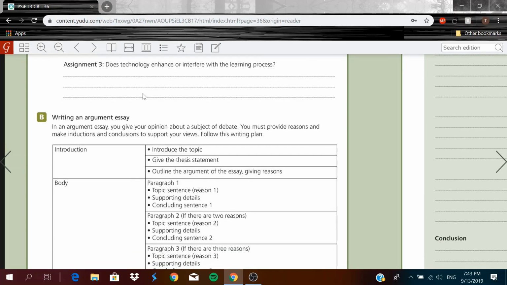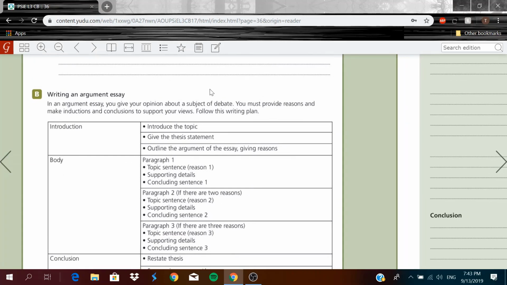Now, let's go to exercise B, writing an argument essay. Like we talked about the different essays in the beginning, now we are going to talk specifically about the argument essay. In an argument essay, you give your opinion about a subject of debate. Subjects of debate are subjects that not everybody has the same opinion on. For example, some people believe in global warming, some people think that it's natural, some people think it's man-made, that the world is going to be messed up really soon. So these are subjects of debate.